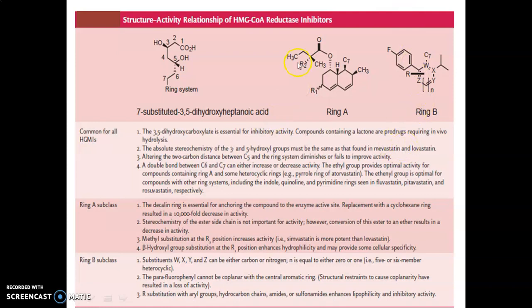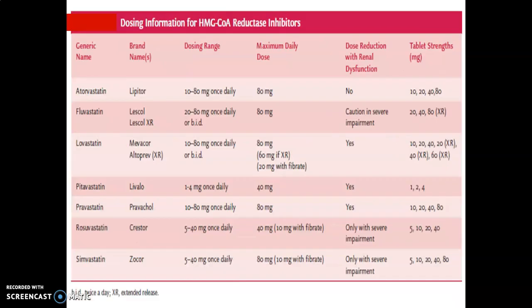Now we will see ring B changes. Substituents W, X, Y and Z can be either carbon or nitrogen and equal to 0 or 1. That is the 5 or 6 membered heterocyclic ring. The parafluorophenyl cannot be coplanar with the central aromatic ring. The R substitution with an aryl group, hydrocarbon side chain, amide or sulfonamide enhances lipophilicity and inhibitory activity. So all this is about the SAR of HMG-CoA reductase inhibitors.